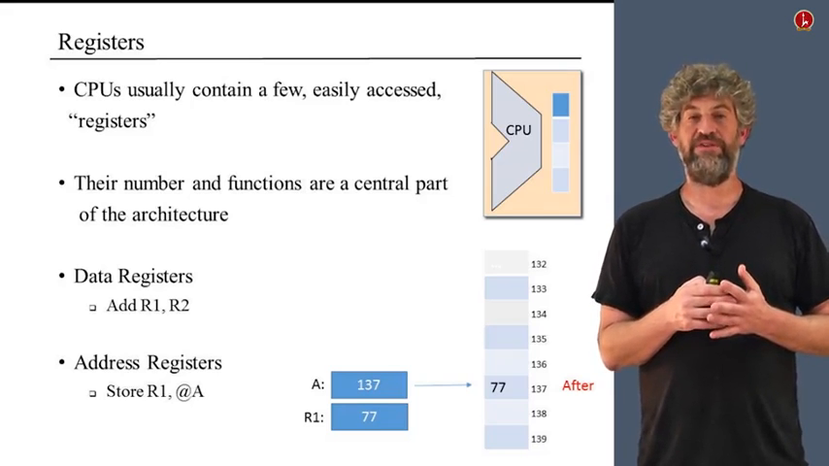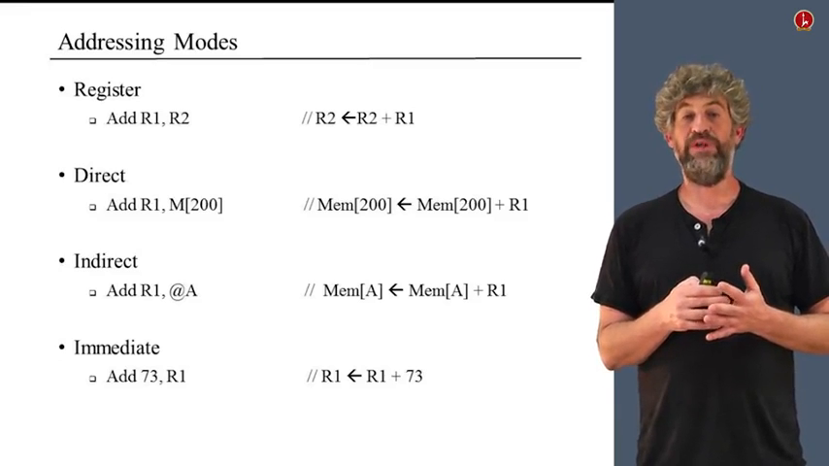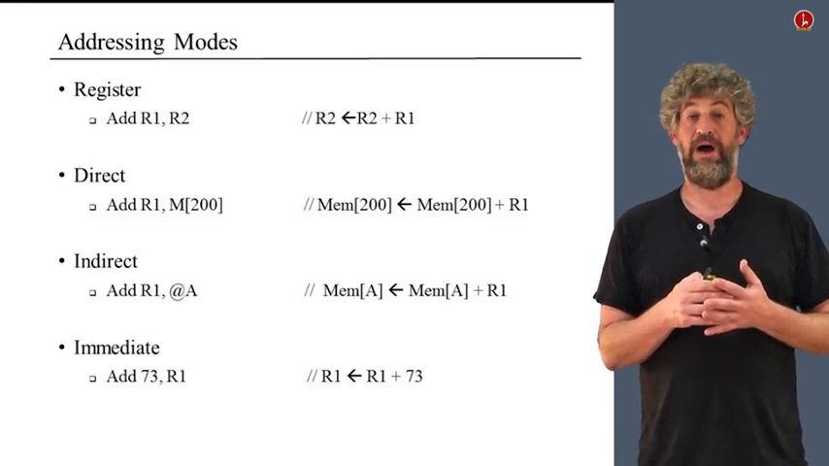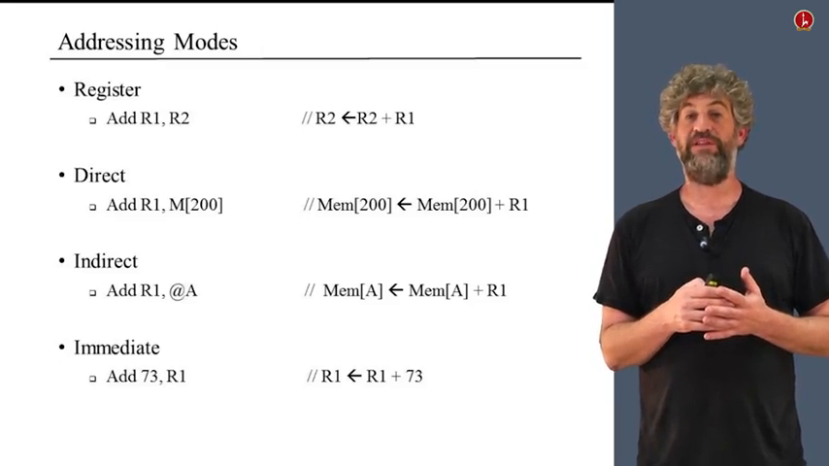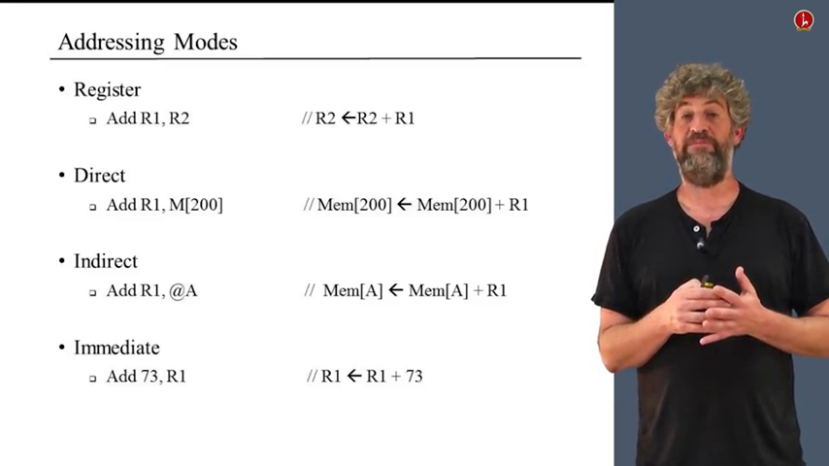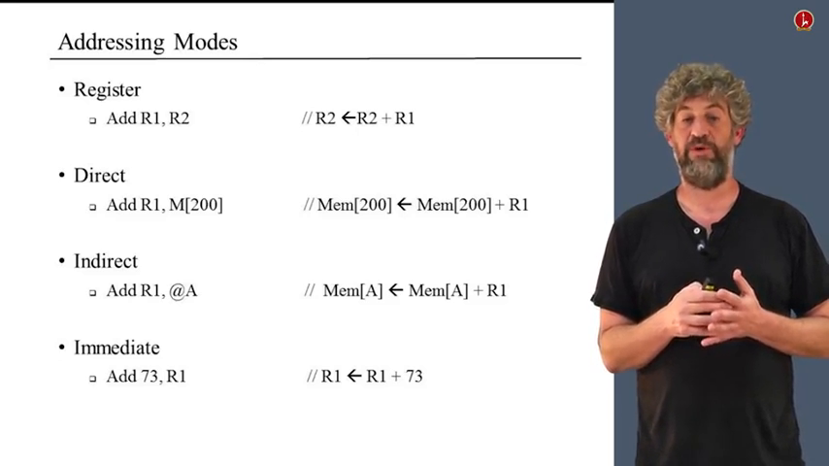Once we have these registers, now we can go back to the original question: how do we decide which data to work upon? How do we tell the computer for an operation, let's say a simple add operation, what it is supposed to operate upon? There are a bunch of different possibilities. Here are 4 possibilities. These are sometimes called addressing modes, and some computers have other possibilities as well.